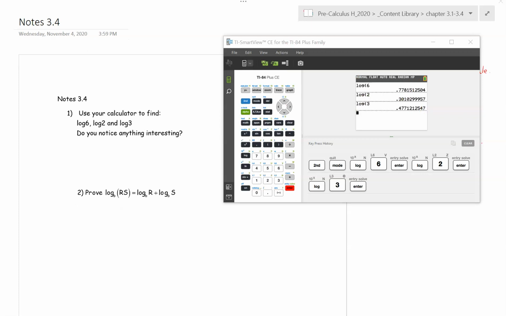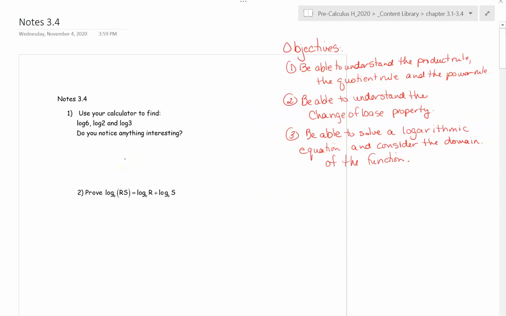So hopefully you notice that log 2 plus log 3 is equal to log 6, and 2 times 3 is 6. Also, 6 divided by 2 is 3, and log 6 minus log 2 is log 3. And also, 6 divided by 3 is 2, and log 6 minus log 3 is log 2. So let's take a look at our objectives, and then we'll talk about our properties.